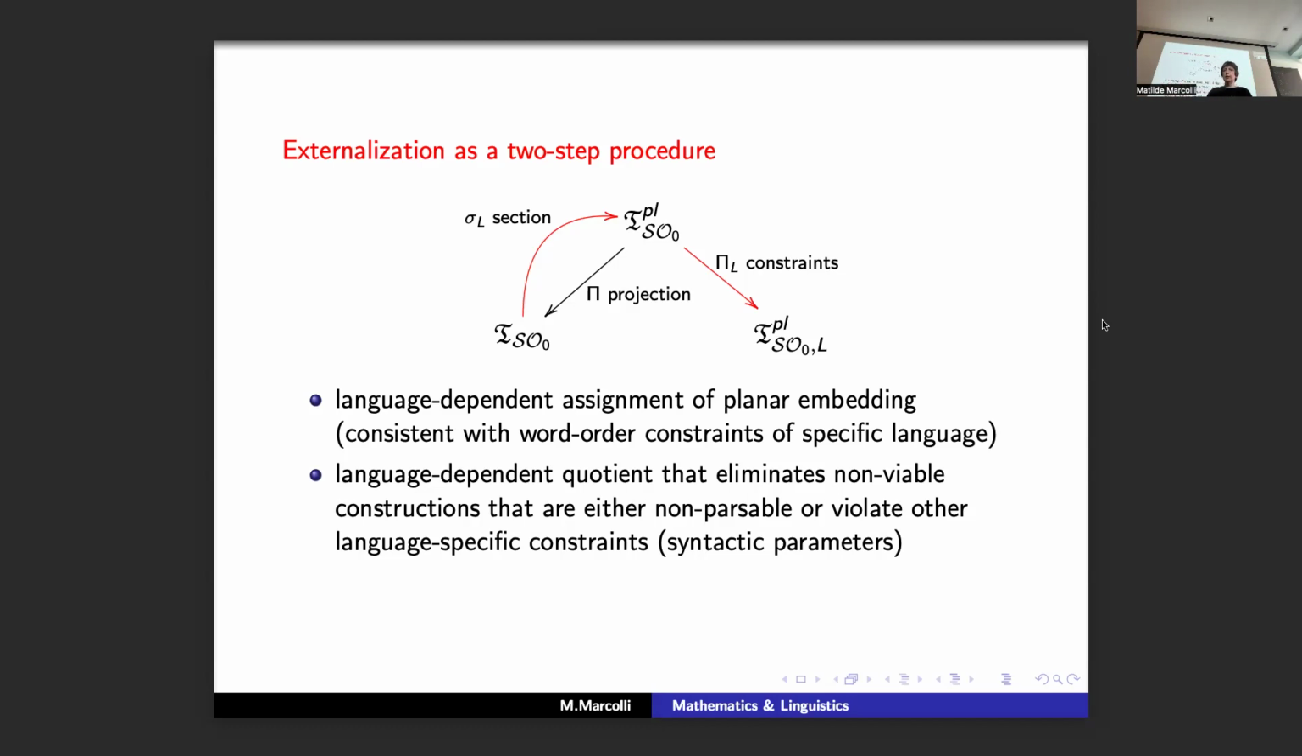So you have basically two operations. One is this planarization of the trees, and another is a big quotient map that kills off everything that is still non-viable for the constraints of one particular language. Both of these operations are now language dependent in a specific way, and the question is how to model this in a way that captures the diversity of phenomena that one sees in different languages.